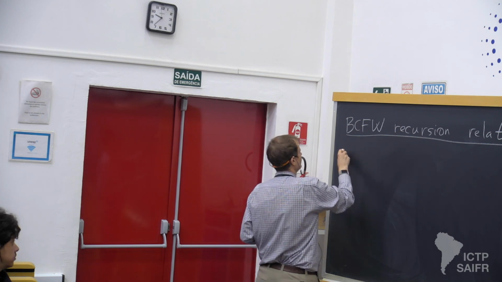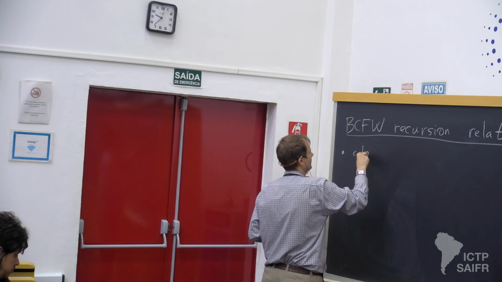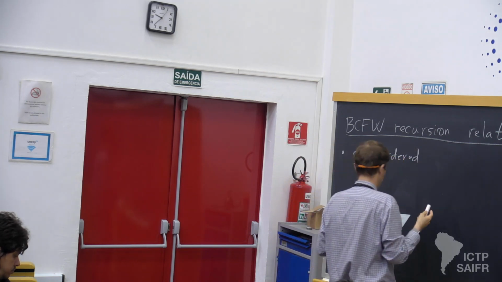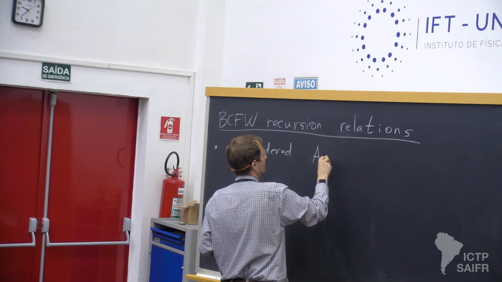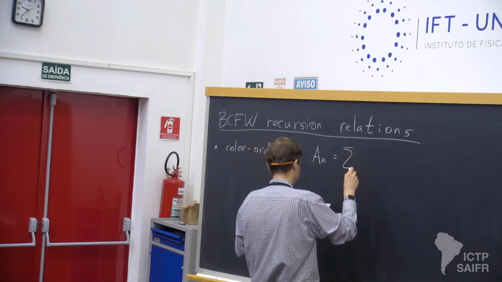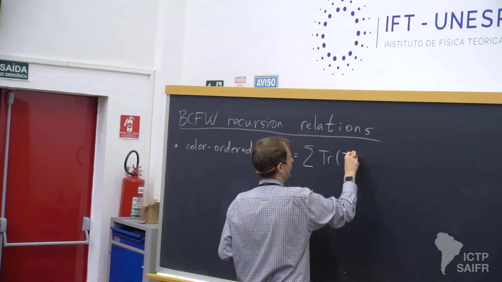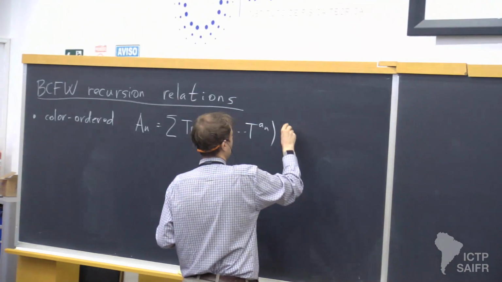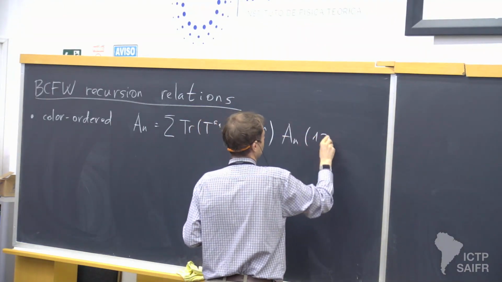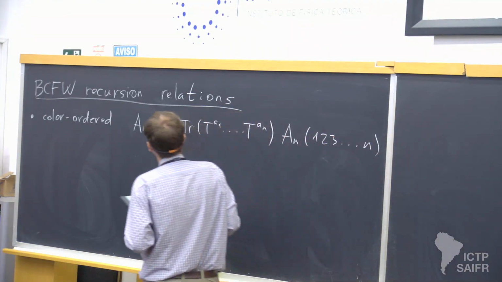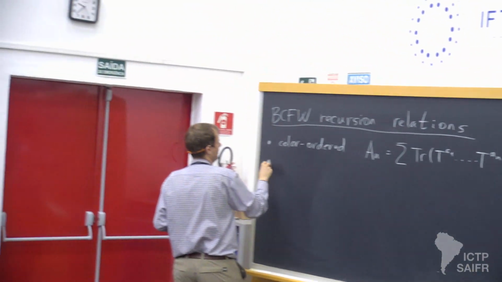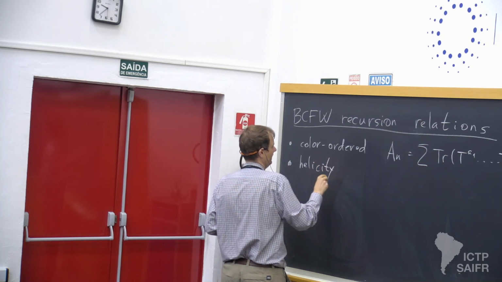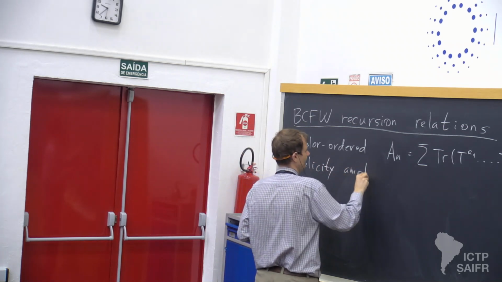Just a reminder, we have the color-ordered amplitude for gluons in the Yang-Mills theory. We wrote it as a sum of traces multiplied by an ordered amplitude. Then we considered the helicity amplitude, so with fixed external helicities.